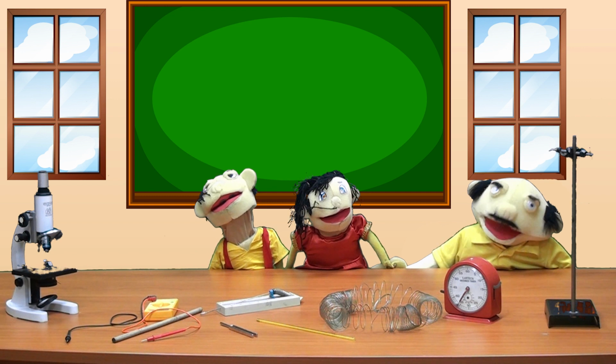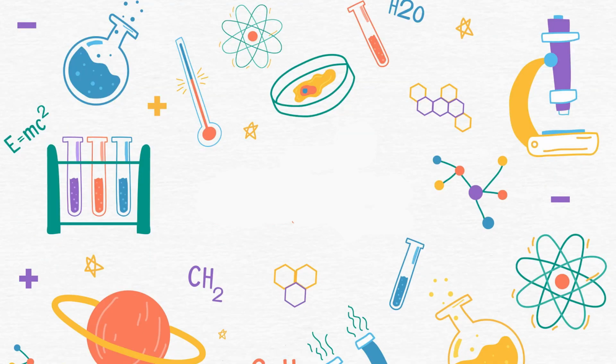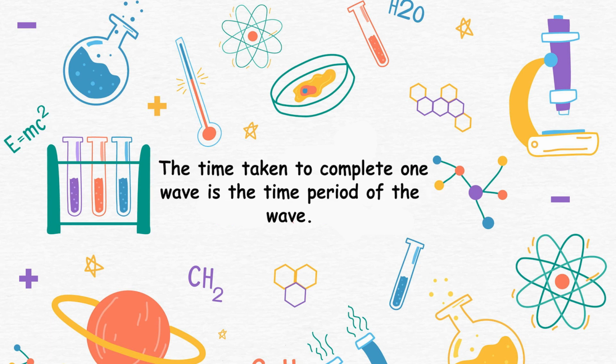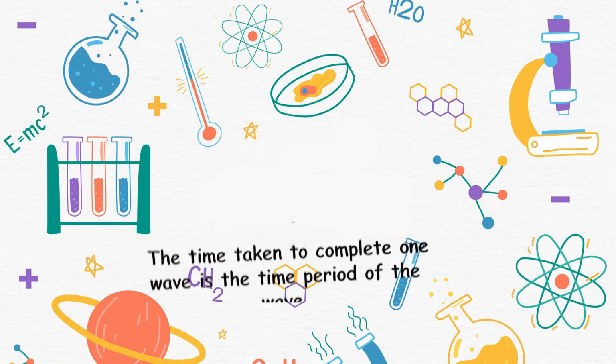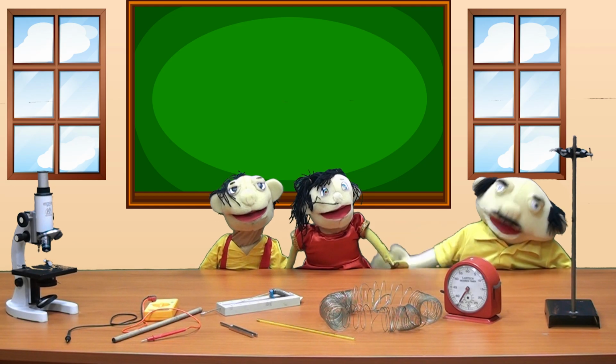And here is the last definition for today. The time taken to complete one wave is the time period of the wave. Thus, the upper wave has a time period of 0.75 seconds, and the lower wave has a time period of 1.05 seconds. That's all for today then.